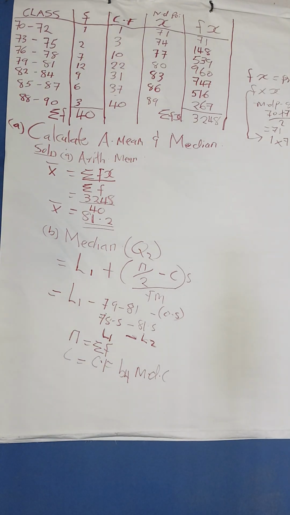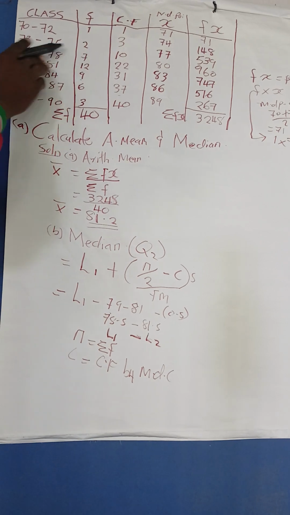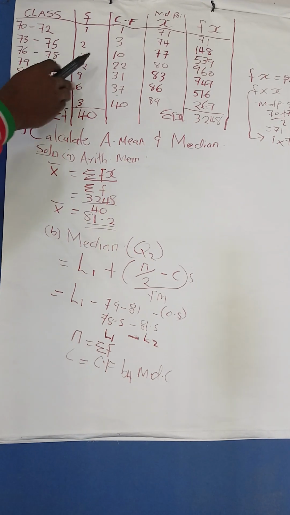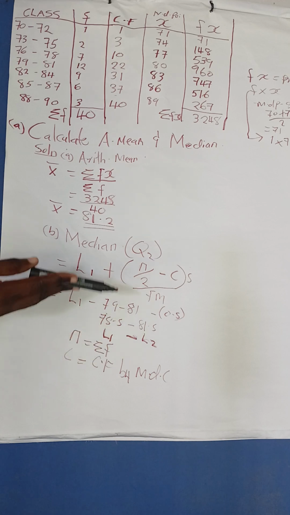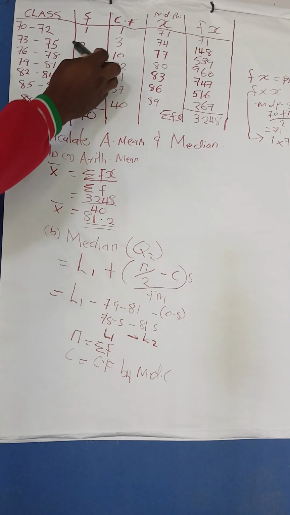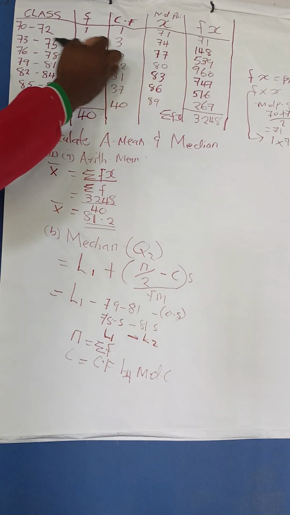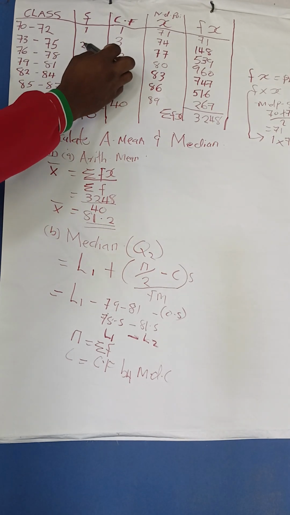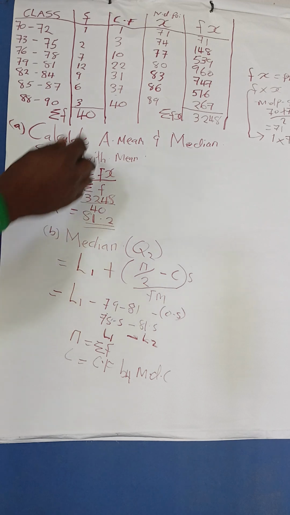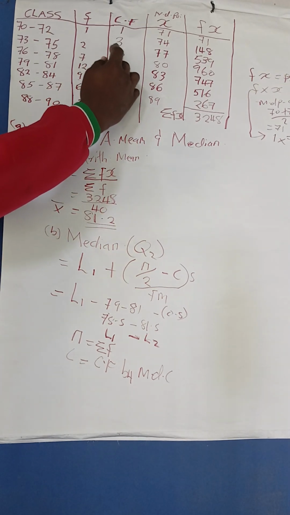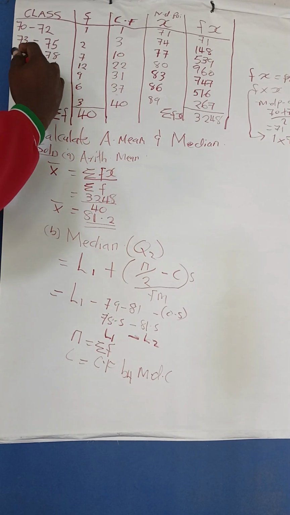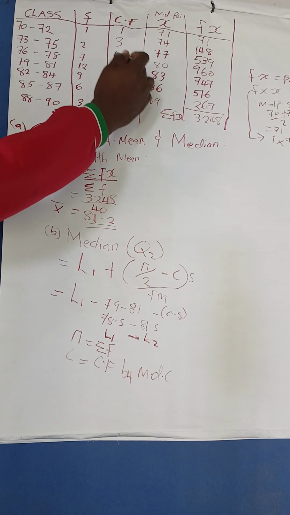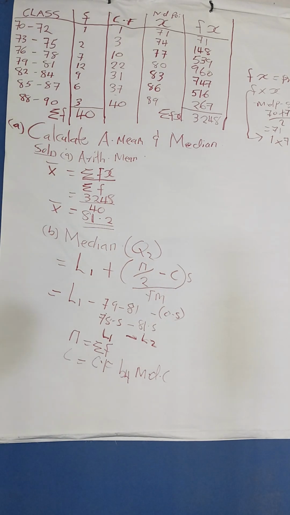So let's say this is our class. The cumulative frequency before, this is just the language, English. Before means the class of 73 to 75, because we have our median class to be this one, so before it will be 2. In the other case, the cumulative frequency before the median class will be 3, because our median class is this one. After is 22. That is just a matter of language.